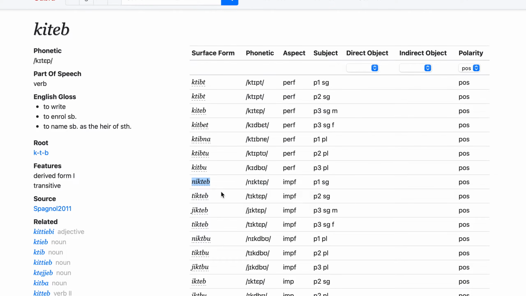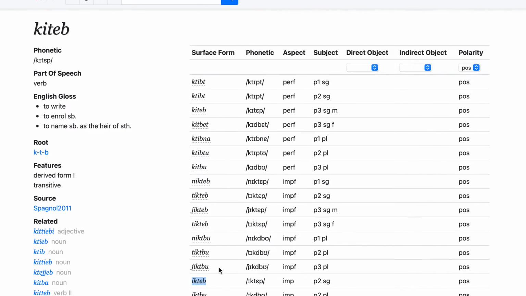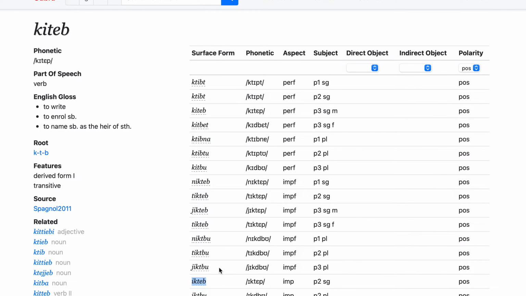Niktab would be then in the present tense, I write, Tiktab, you write, he writes, she writes, we write, etc., etc. And here the imperative, so write, to give a command, that's Iktab, and the one that you can almost not see, Iktbu, write to several persons. Alright, so very handy. You have the conjugations in front of you.